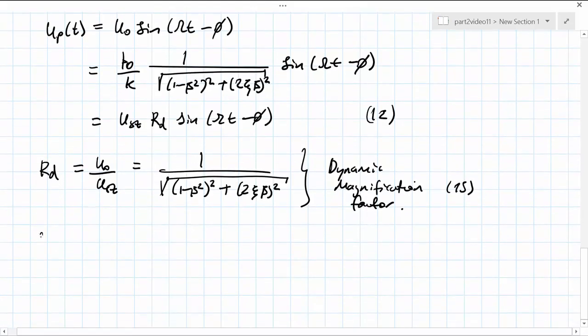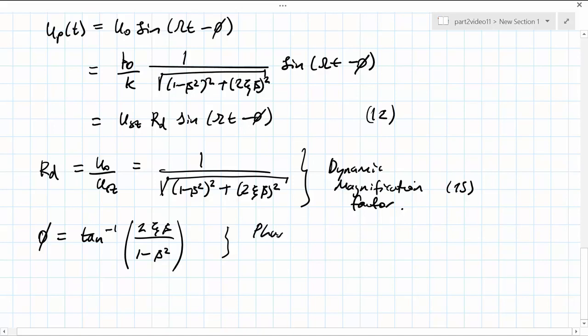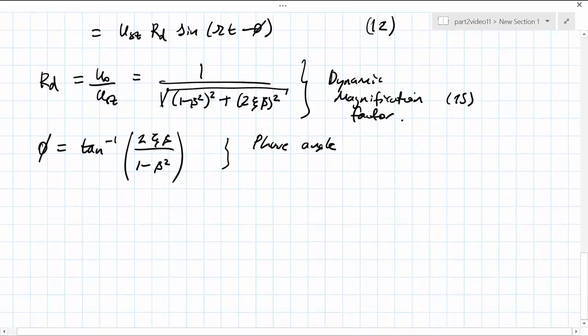Finally, we said that phi was equal to tan minus 1 of 2 zeta beta over 1 minus beta squared. This is what we call the phase angle, and this defines the time by which the response lags behind the applied force.